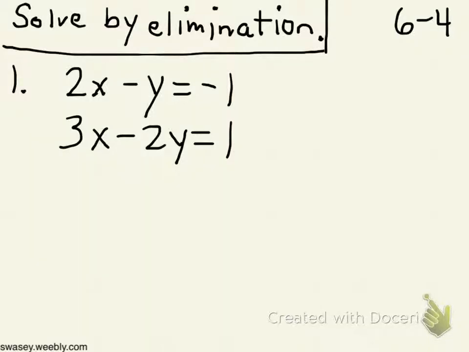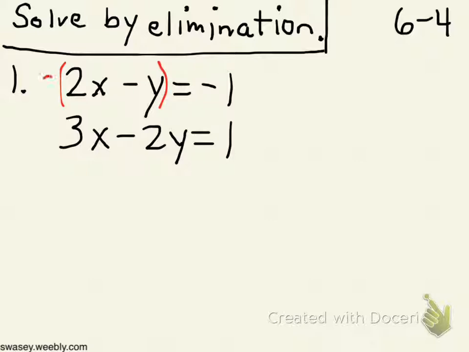We're going to solve these by elimination. The ones that we'll work on in this video will require multiplication. If we add them just like they are, nothing would be eliminated. 2x plus 3x is 5x, negative 1y plus negative 2y is negative 3y. For elimination, we want either x or y to be eliminated.